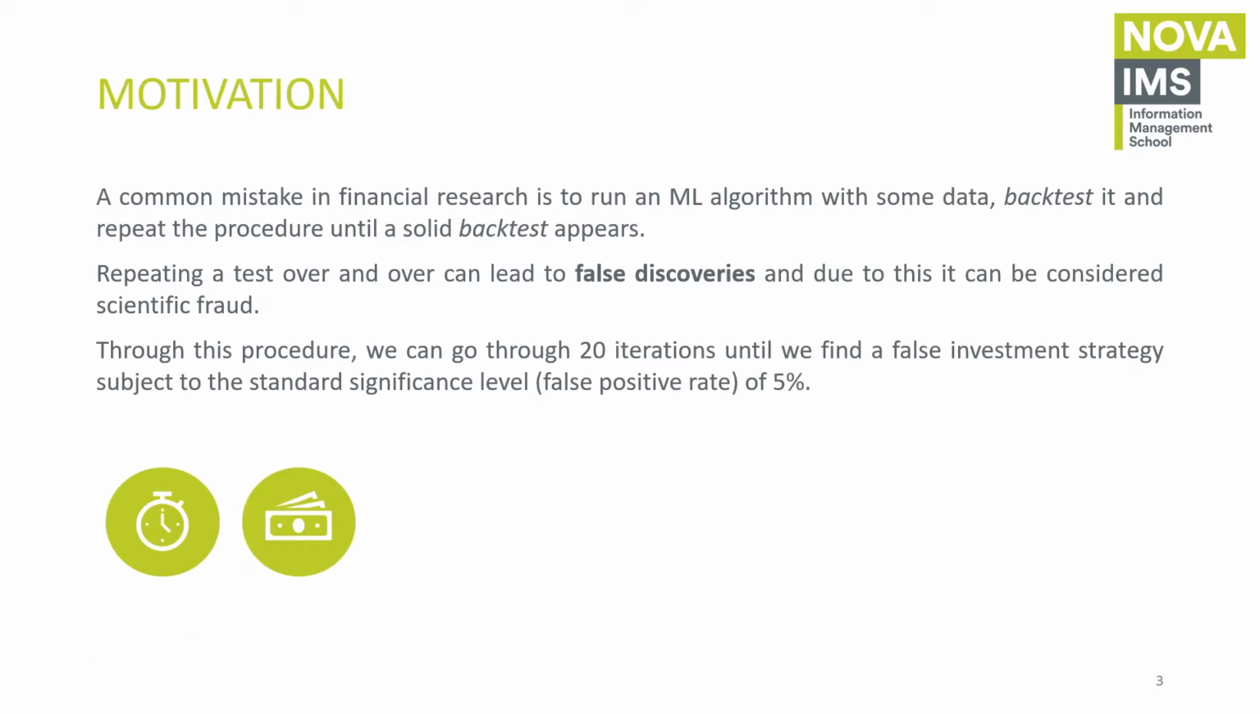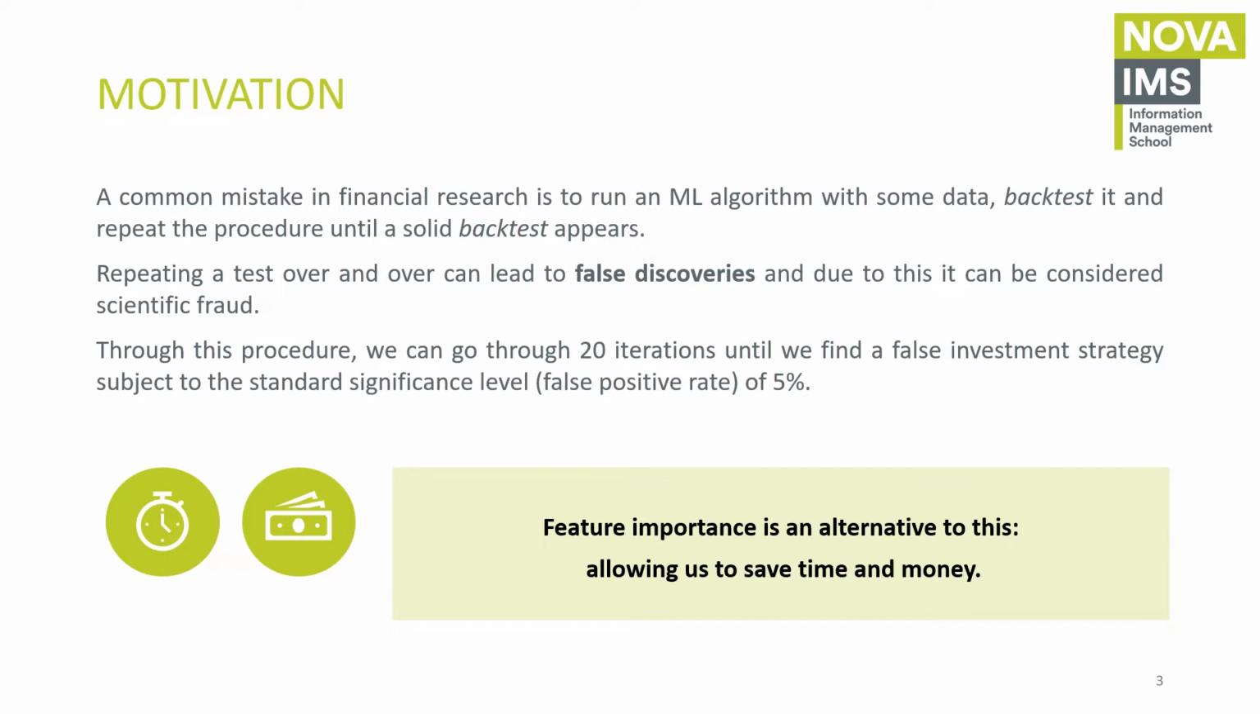A common mistake in financial research is to run a machine learning algorithm with some data, backtest it, and repeat the procedure until a solid backtest appears. Repeating a test over and over can lead to false discoveries, and due to this, it can be considered scientific fraud. As an example, through this procedure, you can go even through 20 iterations until we find a false investment strategy that is subject to the standard significance level of 5%. Due to this, we have now feature importance, which is the main alternative to this procedure, which allows us to save both time and money.